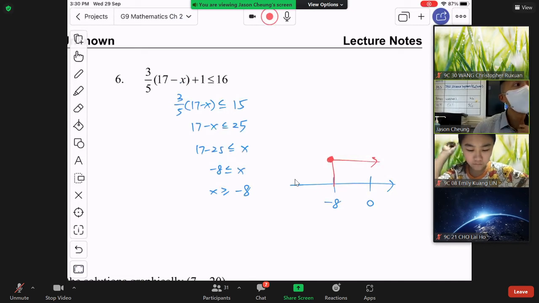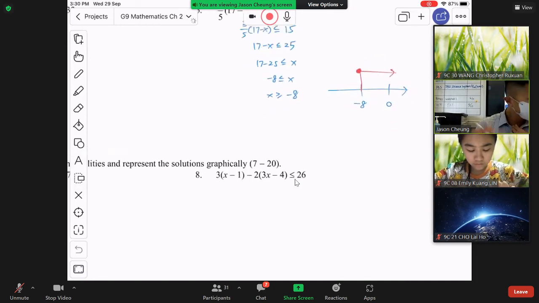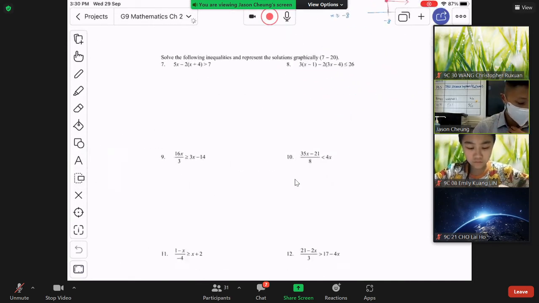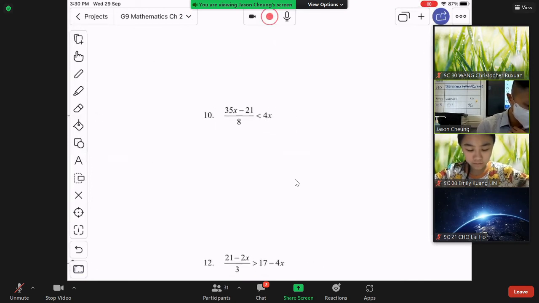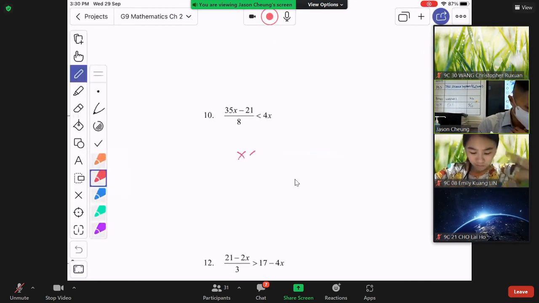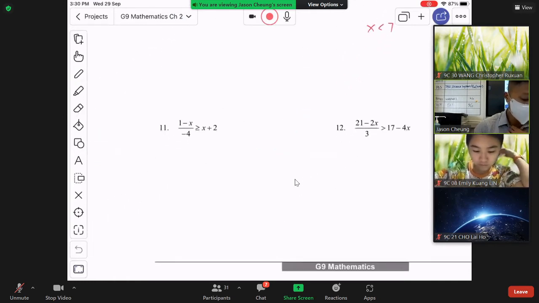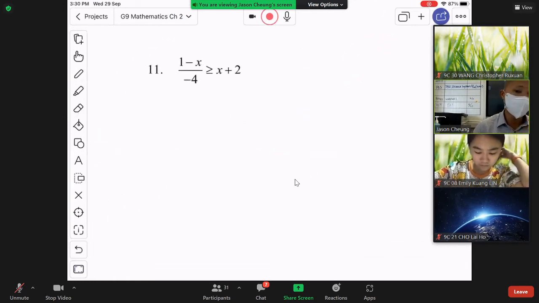Question 10. Is it question 10? Yes, question 10. Question 10 is very easy this time. I'm not going to discuss it with you. You can check the answers by yourself. The answer should be this one. You may check it by yourself. This one, question 11. I have to talk about question 11.